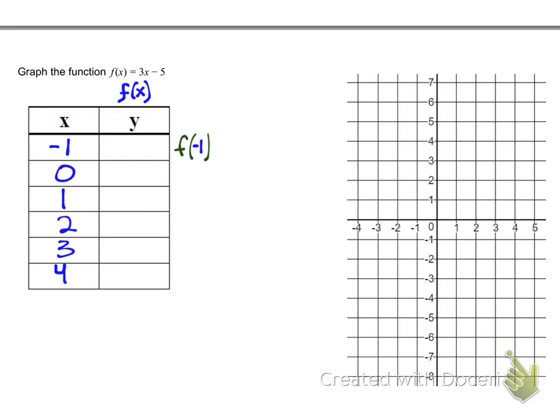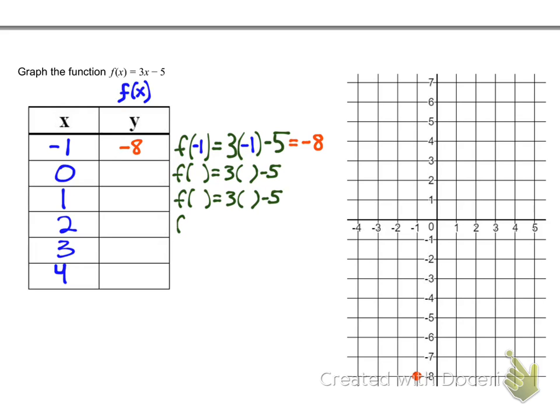So let's plug in -1 into the function. -1 is the input. So 3 times x, that's -1, minus 5 is -8. So the output is -8. And I'm going to plot the point -1, comma, -8, all the way down there at the bottom. All right, I'm going to go ahead and write all of these down because you see we're doing the same thing over and over if you haven't picked that up.